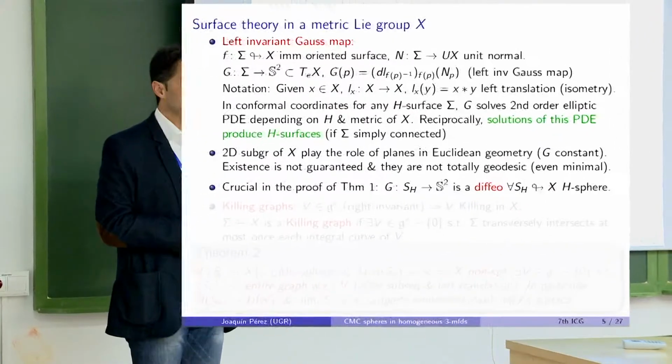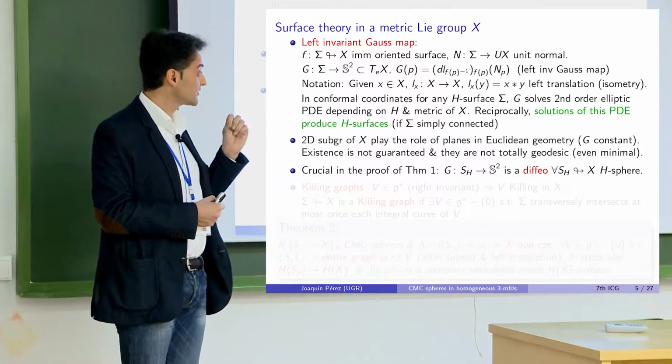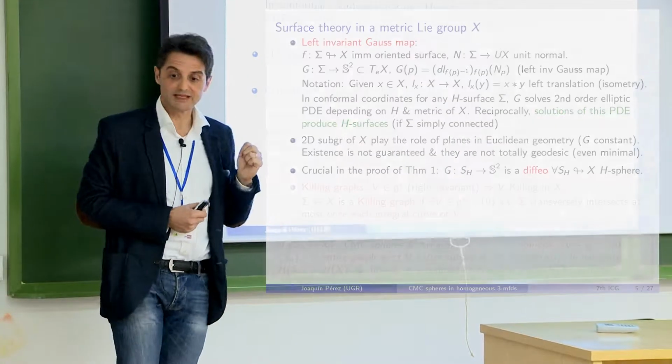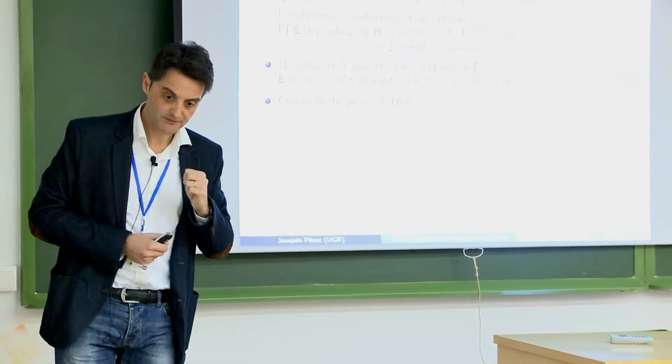Fact: the left invariant Gauss map of a constant mean curvature sphere is a diffeomorphism. Okay, we will prove this.